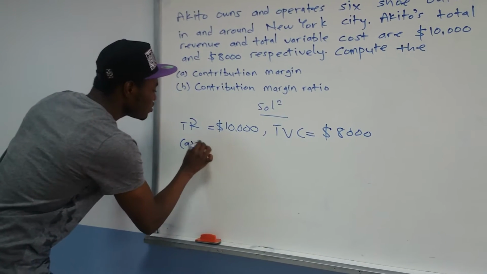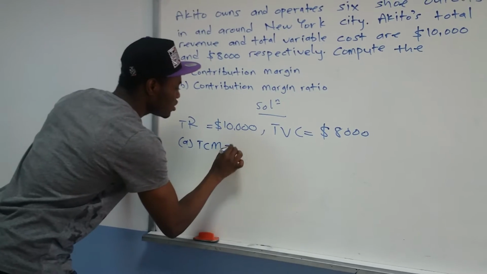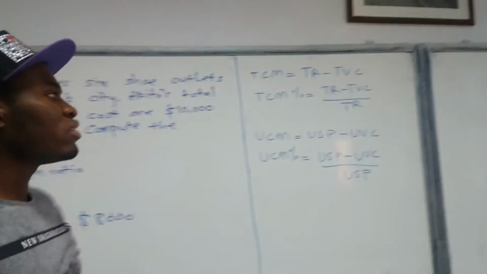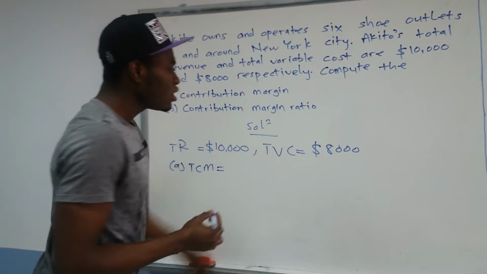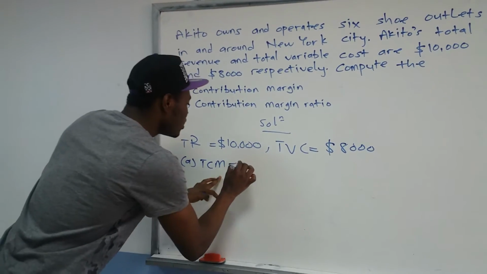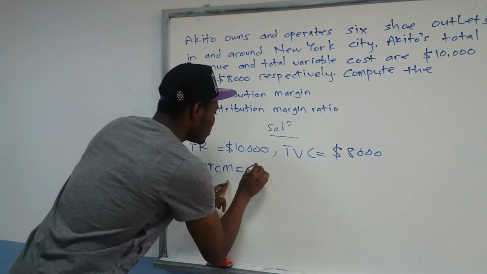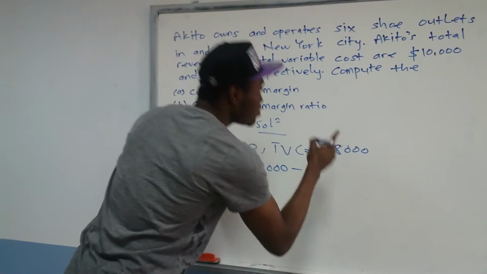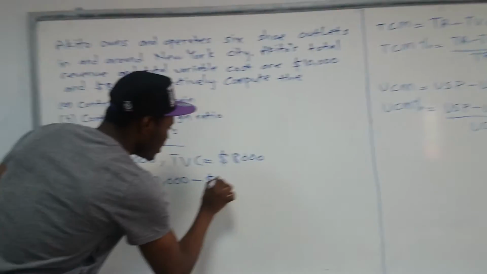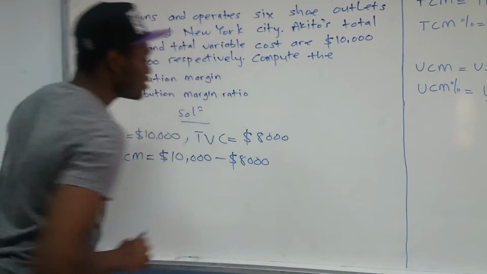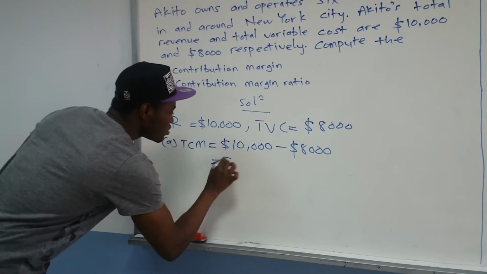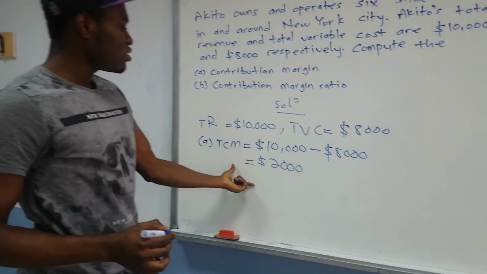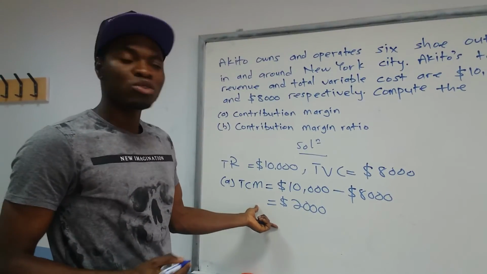So A, total contribution margin is equal to, we already know the formula from here, total revenue minus total variable cost. And it's clear we've been given all the needed information. So total revenue, which is $10,000, minus total variable cost, which is $8,000, is equal to $2,000. So this is our total contribution margin.